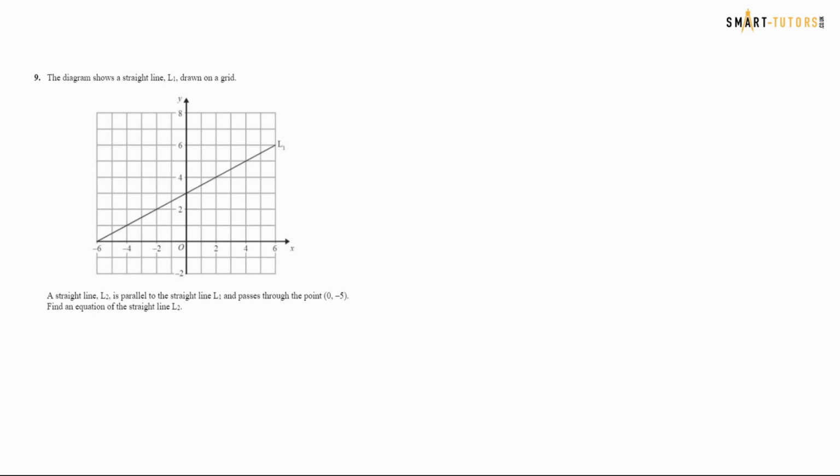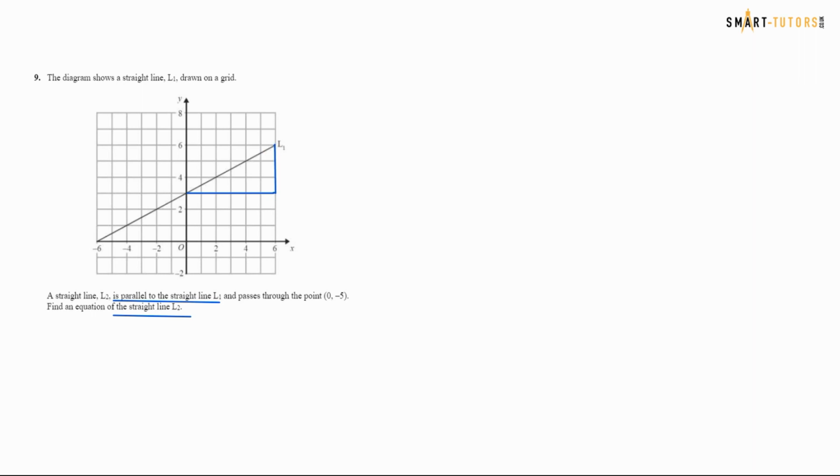Question number 9. The diagram shows a straight line L1 drawn on a grid. A straight line L2 is parallel to the straight line L1, and passes through the point 0, minus 5. Find the equation of the straight line L2. So first of all, we need to find out L1's gradient. So we can construct a right angle triangle.